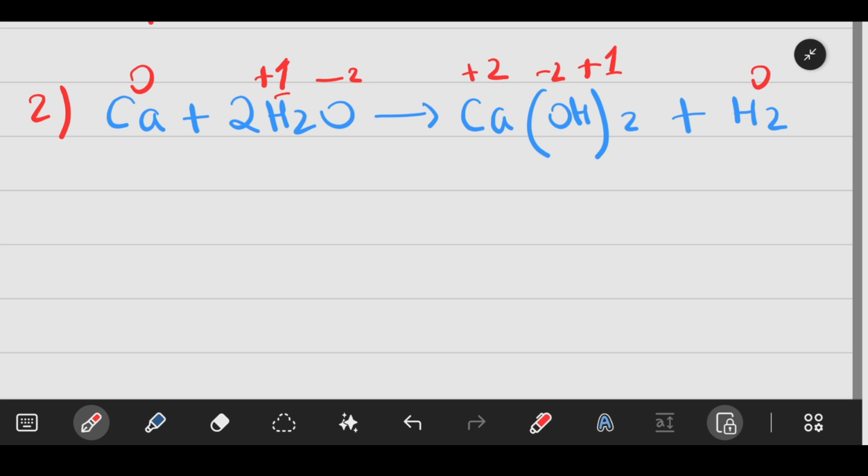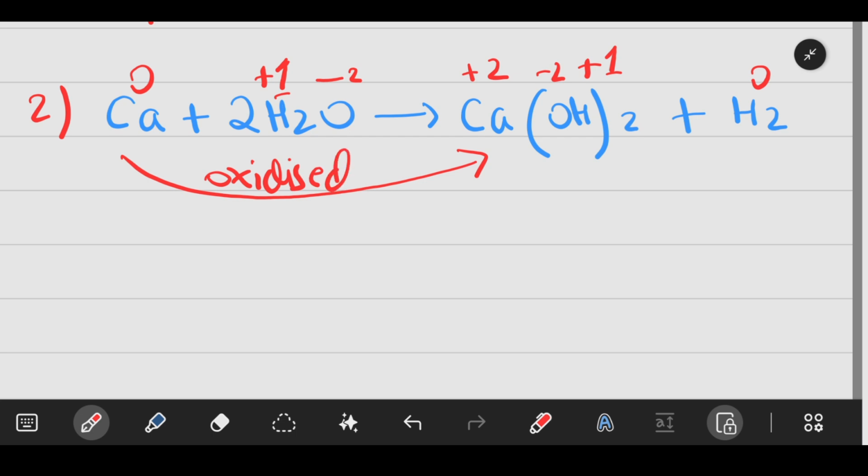As I said, just isolate one element. Let's go with calcium because it's the first element that we see over here. So calcium is a 0 over here and a +2 over here. So because there is an increase in oxidation number happening, it's going from a 0 to +2, we can say that calcium is being oxidized.